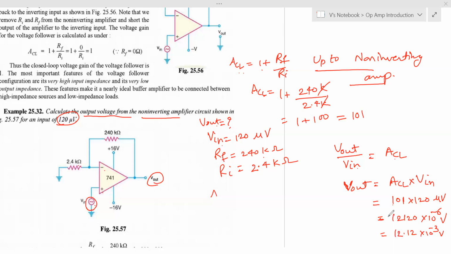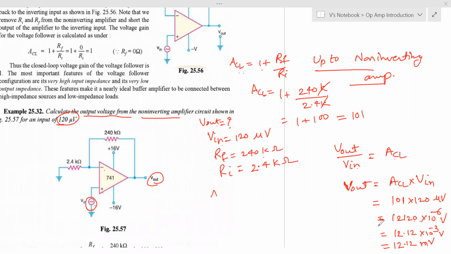Minus 3 I have kept as it is, so that it will be decent. We don't need to write 0.00 something, right? So 10 raised to power minus 3 is milli. So convert micro to milli, right? Like this. Very easy calculations. So this is our answer. But if you don't substitute and write 12120 microvolt, that is also okay.